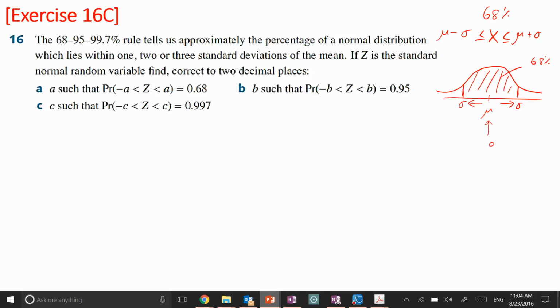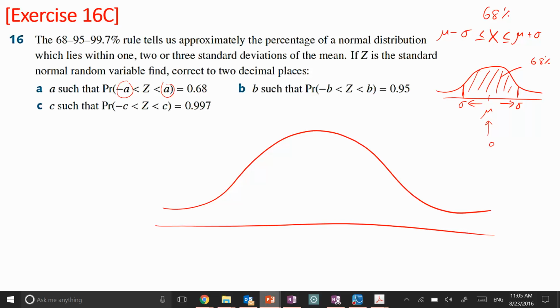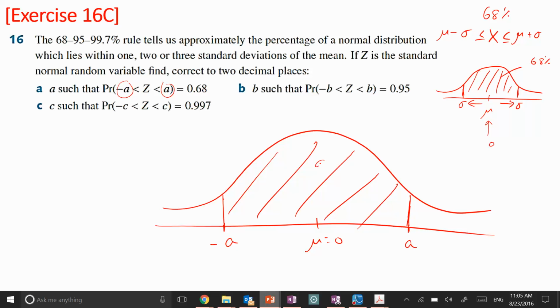Find, corrected to 2 decimal places, the value of A such that the probability of Z between negative A and A is 0.68. What is that saying? Imagine you have this graph, it's a standard normal, so the mean is 0 and the standard deviation is 1. All they're saying is that the area between a certain point, negative A, and a certain point, A, is exactly 0.68. Logically we know the answer is approximately negative 1 to 1, but they want you to find the actual value.